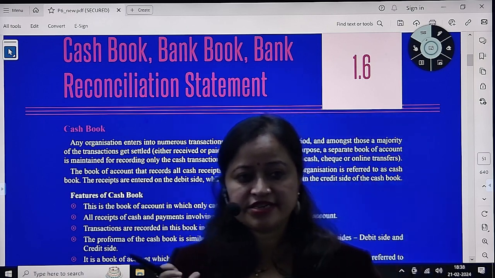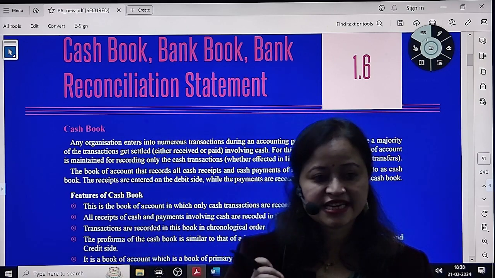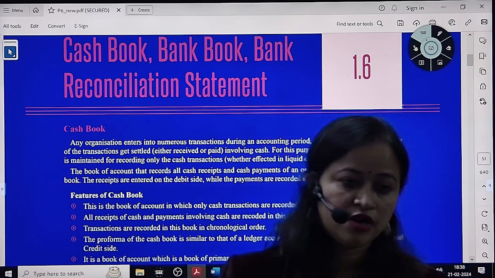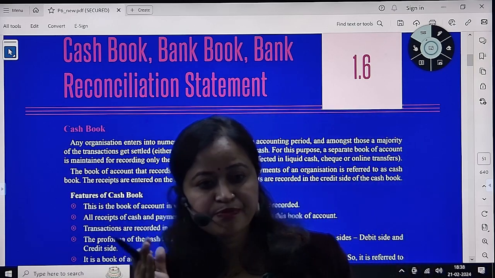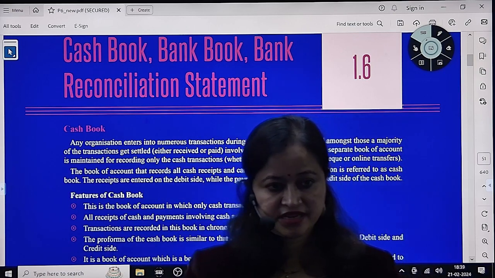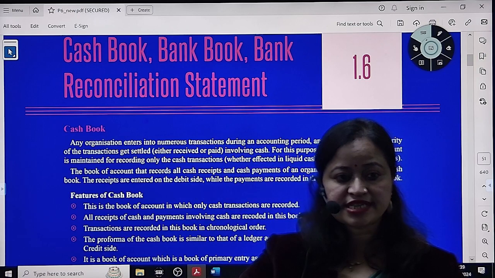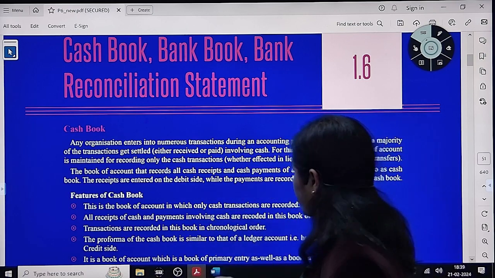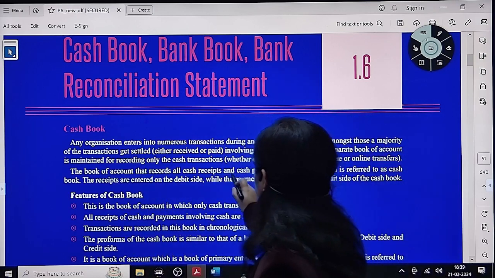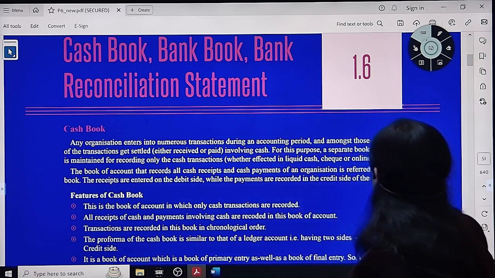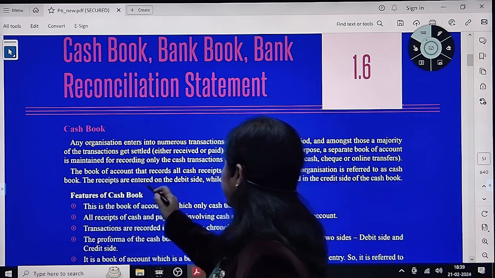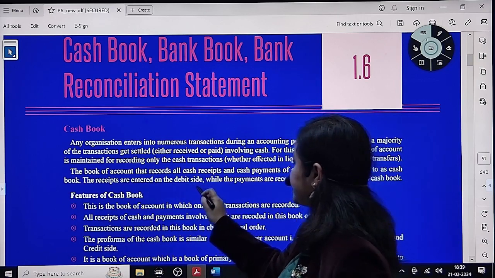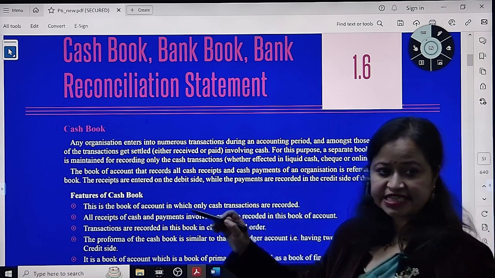So from this, we have understood that in the cash book, we record only the cash transactions, or the transactions related to the bank or online transfer. Only if money is received and money is paid, those cash and bank transactions are recorded in the cash book. So the book of account that records all cash receipts and cash payments of an organization is referred to as cash book. The receipts are entered in the debit side. This you underline, okay? All the receipts are entered in the debit side, and all the payments are recorded in the credit side, that you remember.